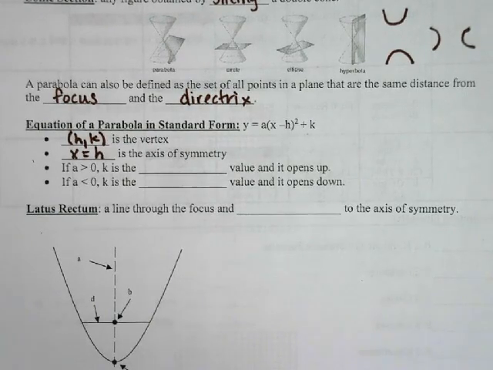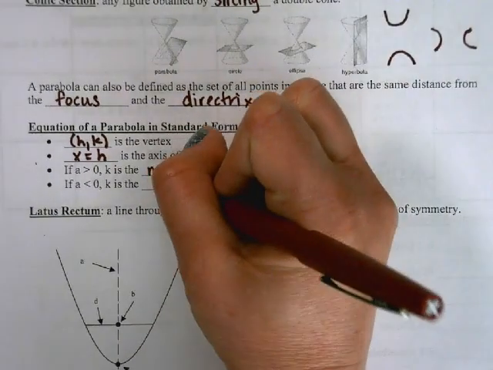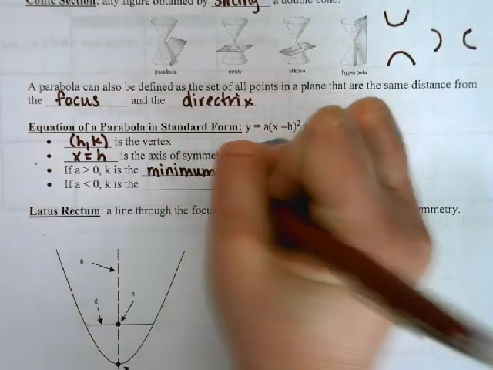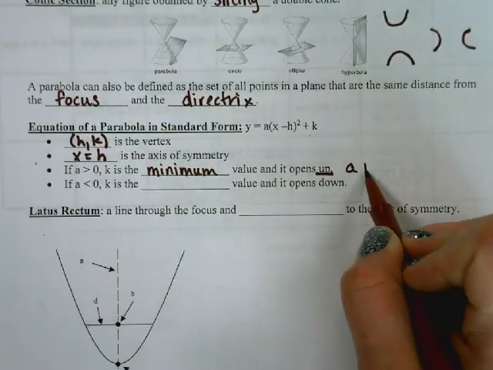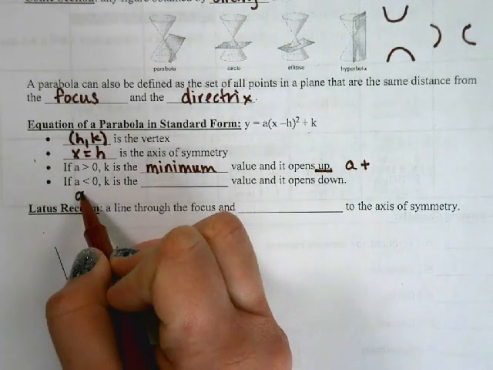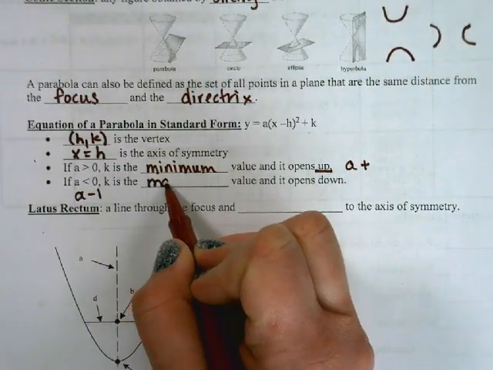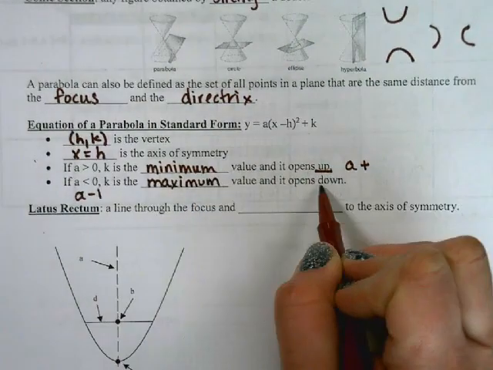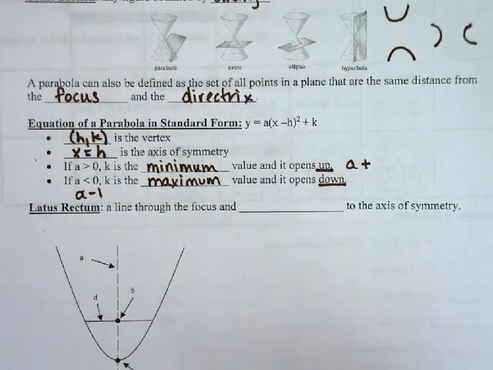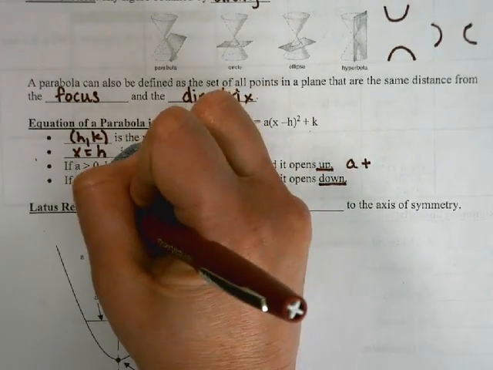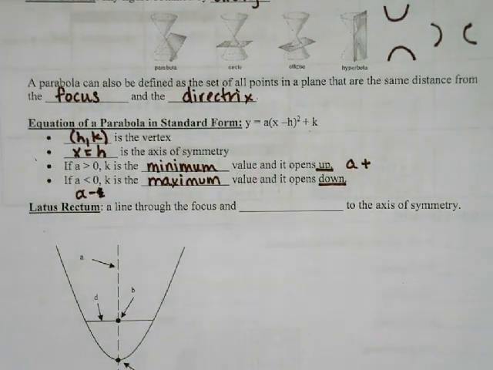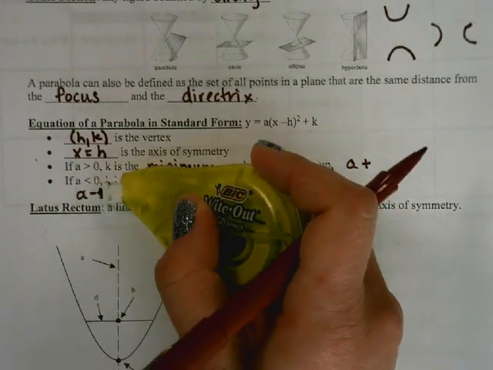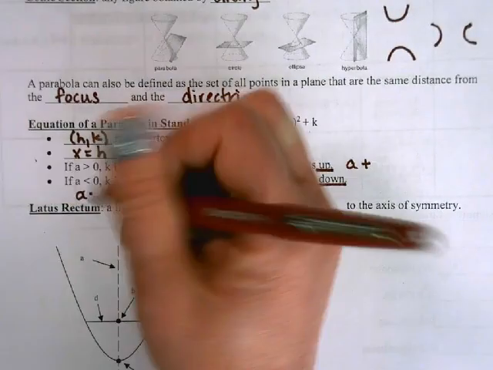And then it says if a is greater than 0, k is the minimum value, and it opens up. Remember that? If a is positive. And if a is negative, k is the maximum value, and it opens down. Does that sound familiar? All of that? Yes. Perfect. Thank you.